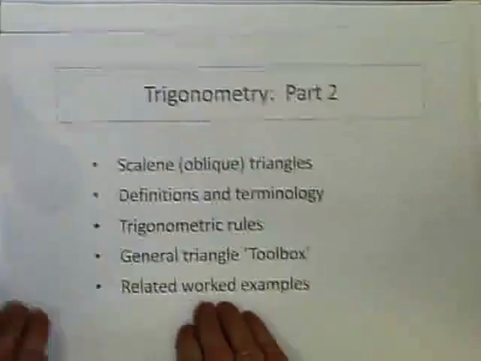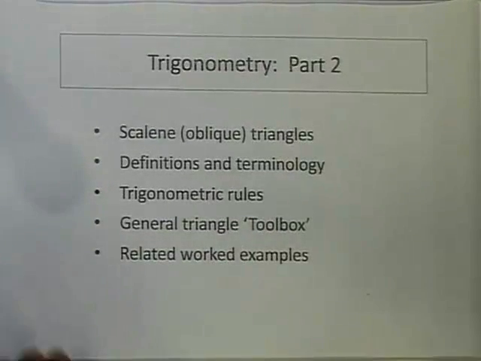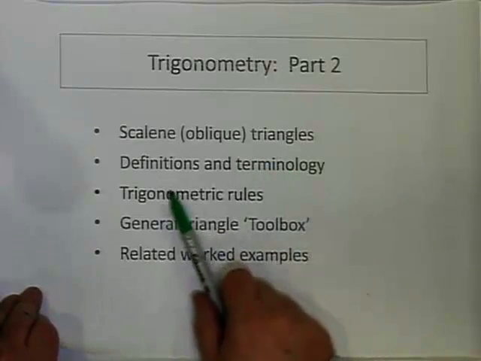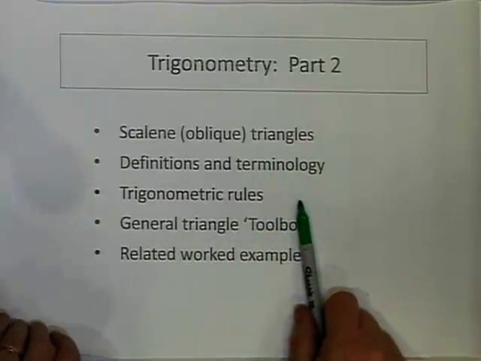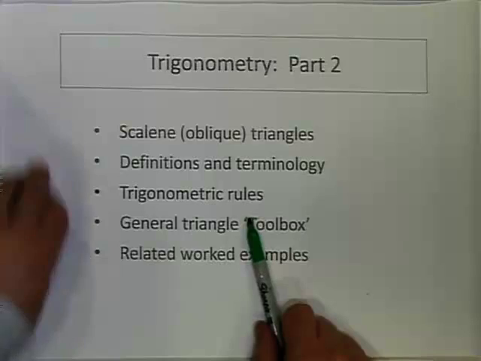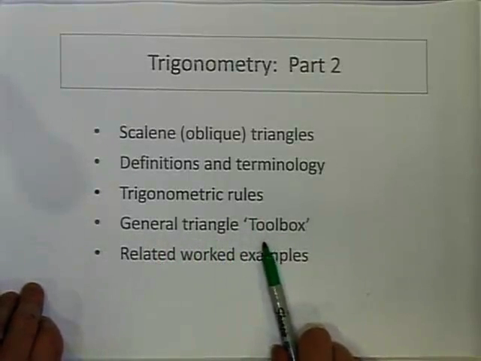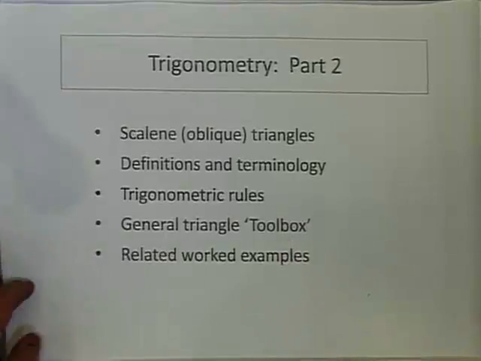Now, trigonometry, non-right angle triangles, or trigonometry part 2. What we're going to cover here are scalene or oblique triangles, some definitions and terminology, trigonometric rules, the general triangle toolbox, more sophisticated one, and some examples.